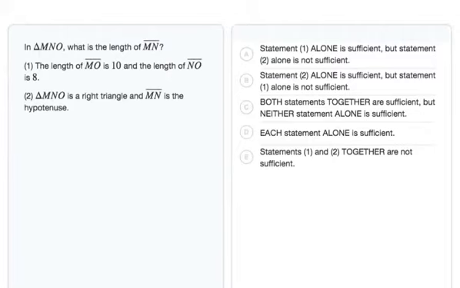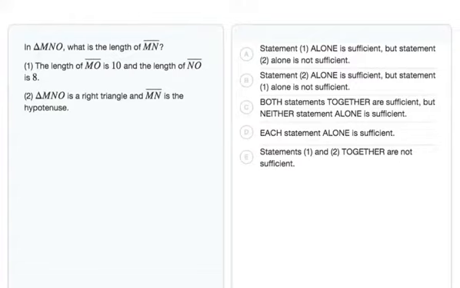To solve this data sufficiency question, we'll consider each statement separately first, then together if needed. Before we dive into the statements, we can consider that the triangle inequality theorem says that the sum of the lengths of any two sides of a triangle must be greater than the length of the third side. Also, the length of any side of a triangle must be positive. So now let's go ahead and dive into each statement.